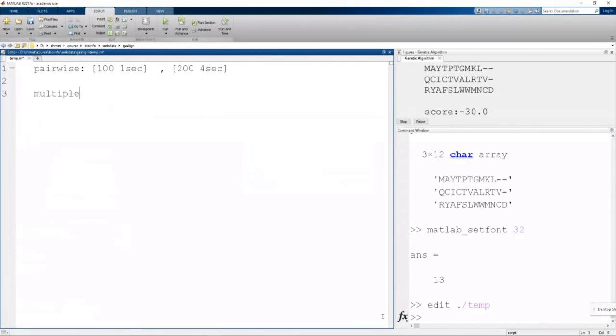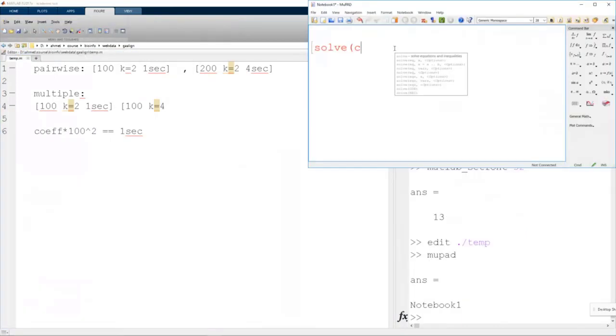Right. So for multiple, let's assume that the average length is 100. So we won't try to play with that. And k is equal to 2, right? With just 2 sequences, here also 2 sequences because pairwise. 100 squared gave me 1 second times the coefficient. So solve for coefficient times 100 squared equals 1 second. 1 over 10,000, right? And now I'm going to increase and ask if I have 100 to the power 4, how many seconds do I get? And it is, as you said, 10,000.